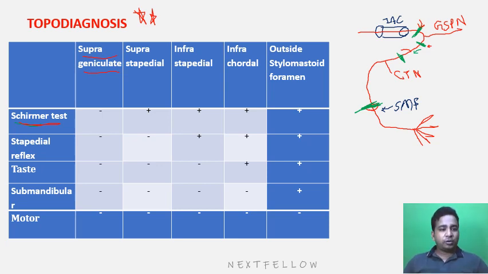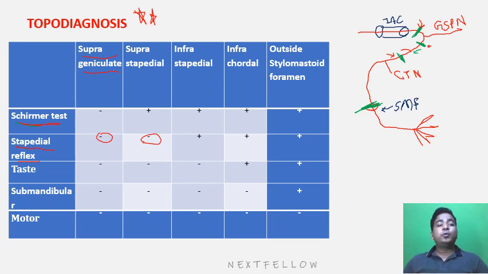Now suppose we talk about the stapedius reflex. If my lesion is suprageniculate, that means at this first level, again every function will be lost. So this is negative here. If suprastapedial, again negative. If my lesion is infrastapedial, that means at this level, the nerve to stapedius is preserved. So the stapedial reflex will be preserved. So again we can see in all other lesions like this.